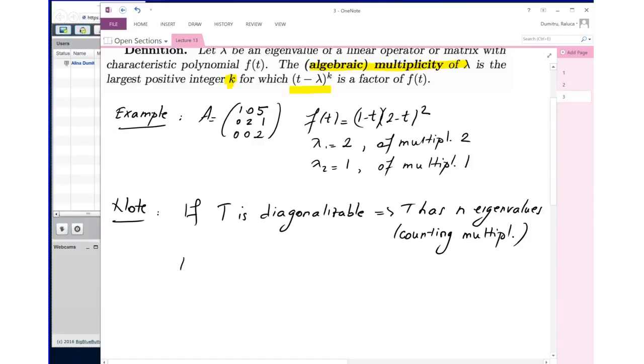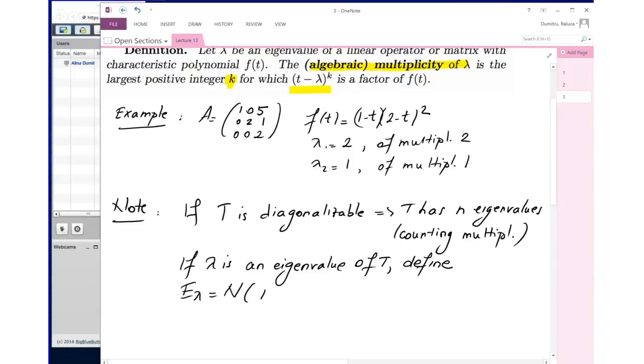E sub lambda. So if lambda is an eigenvalue of T, let's define E sub lambda to be that space where we're looking for eigenvectors corresponding to lambda. So this is called the eigenspace corresponding to lambda.